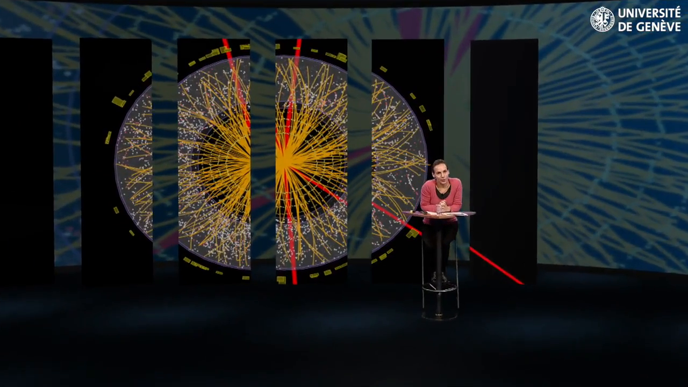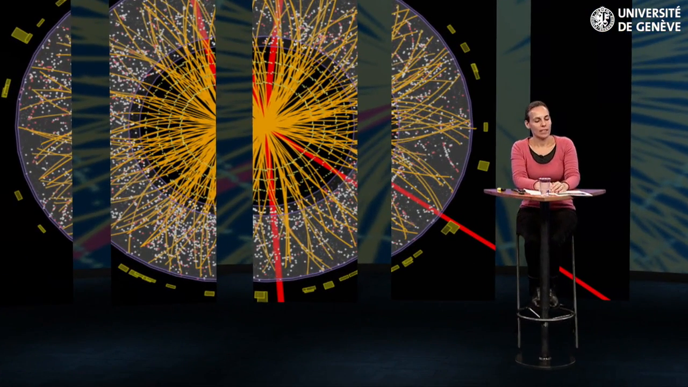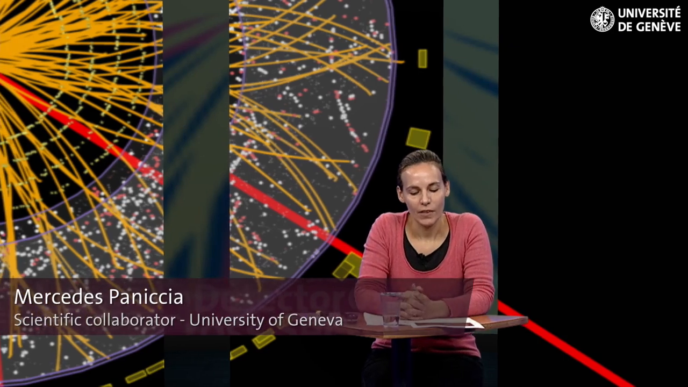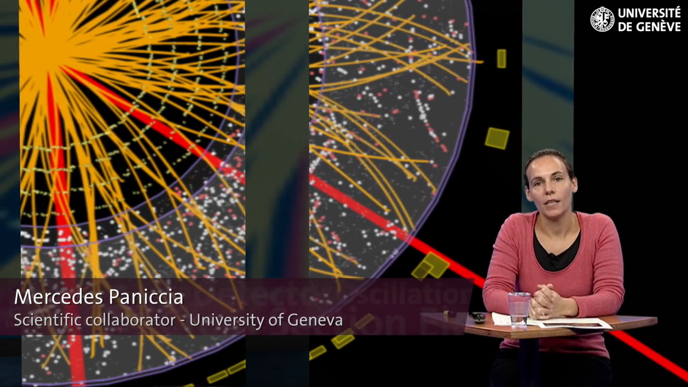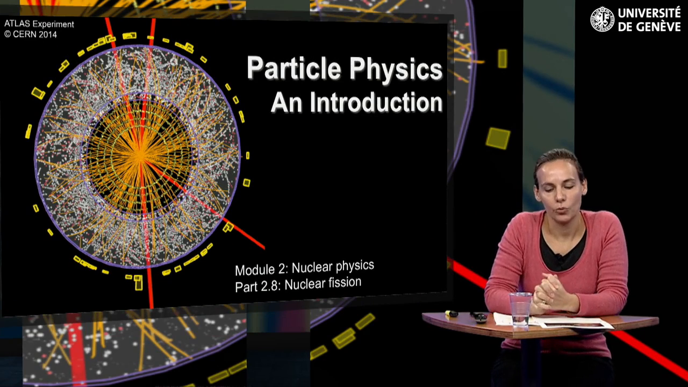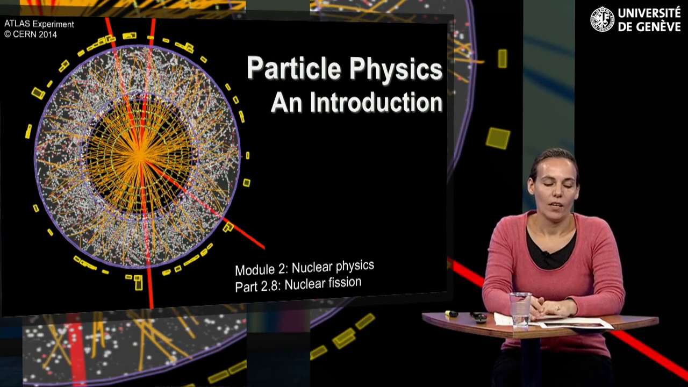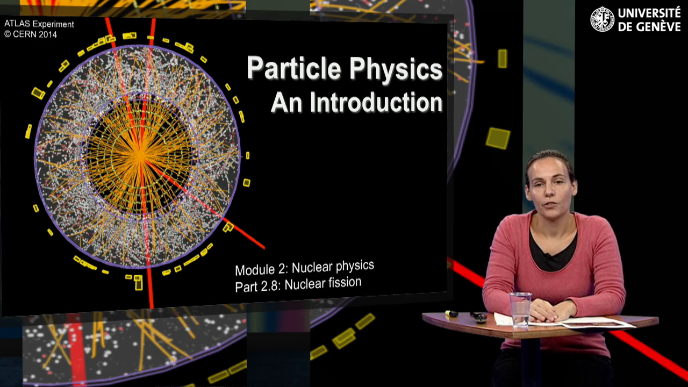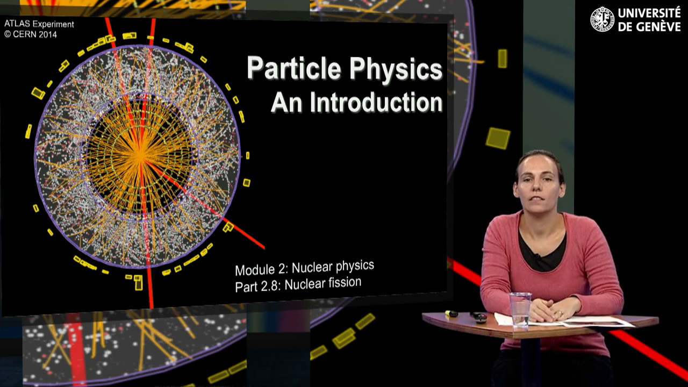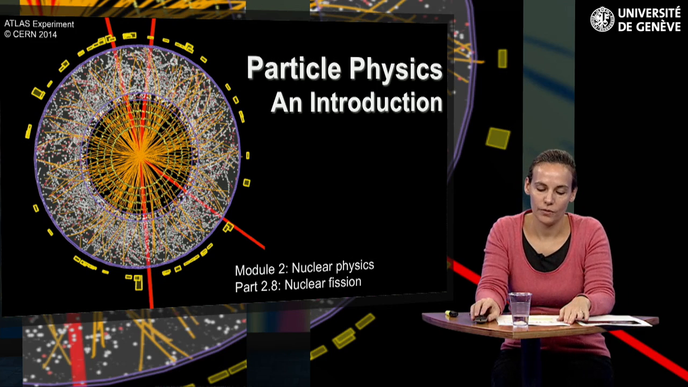During the second module, we are dealing with nuclear physics, and in this 8th video, we will explain how to transform a part of the nuclear binding energy into heat by nuclear fission. After viewing this video, you will know how the nuclear fission mechanism works and its necessary conditions.